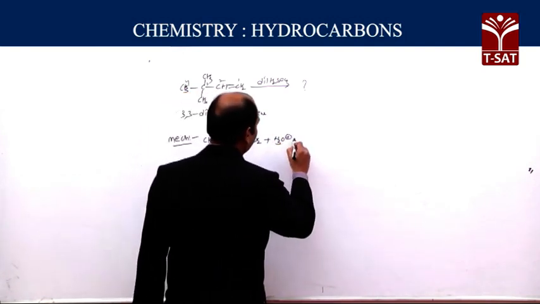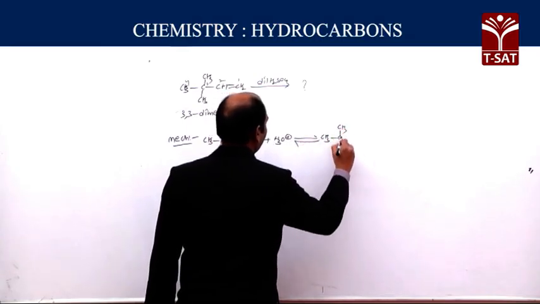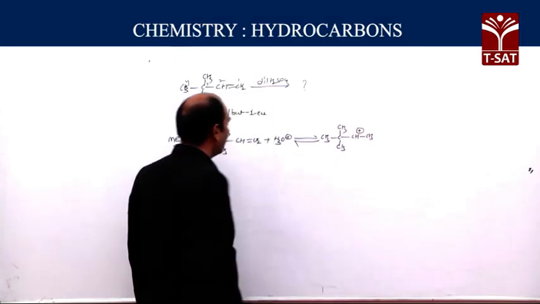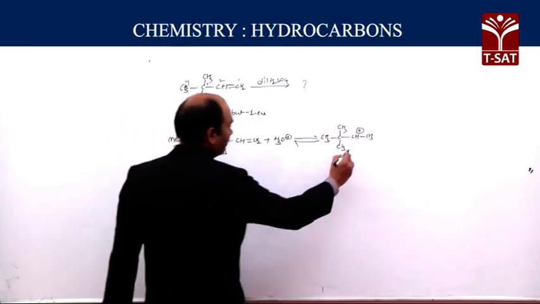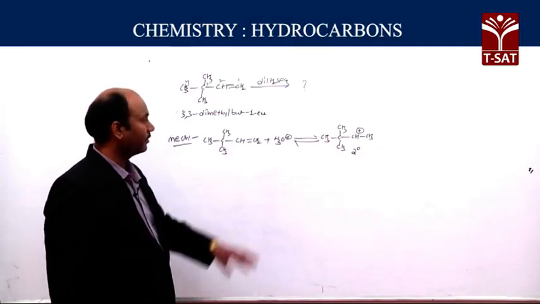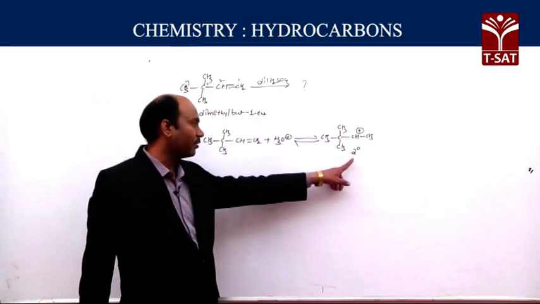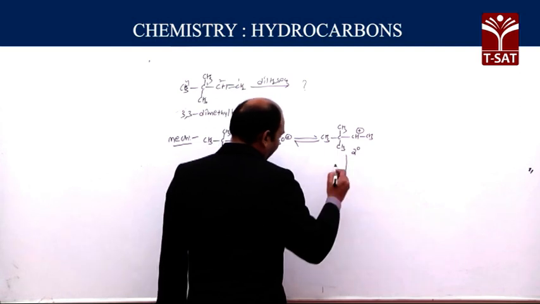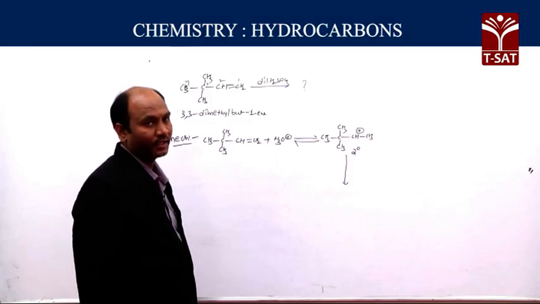H3O plus, what happens here? In this one, CH3, CH3, this is CH3 plus. Protonation takes place here. If protonation takes place here, we get a secondary carbocation. If protonation takes place here, we get a primary carbocation. The secondary carbocation is more stable than the primary carbocation. We have to remember one point: if a carbocation is formed, there may be a possibility of rearrangement.